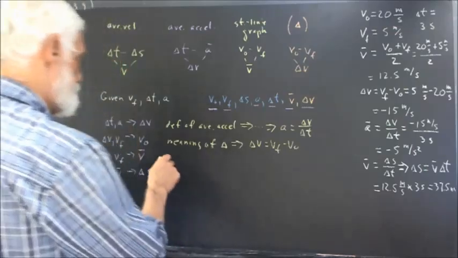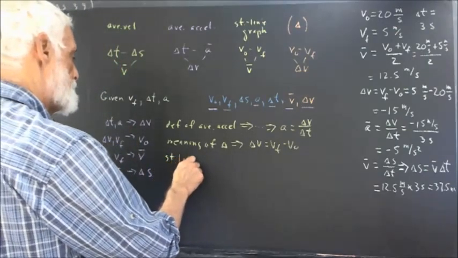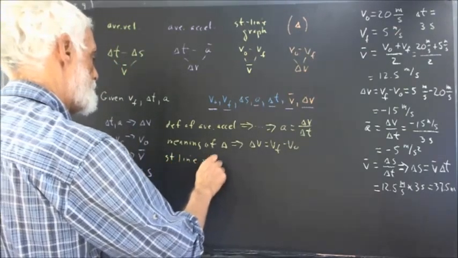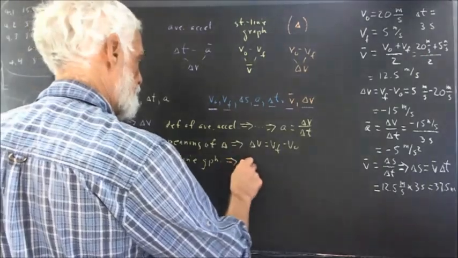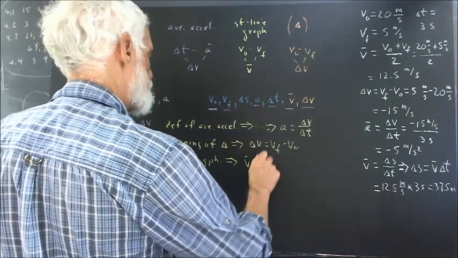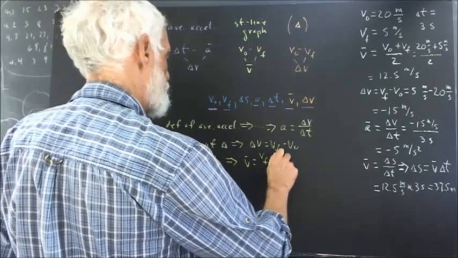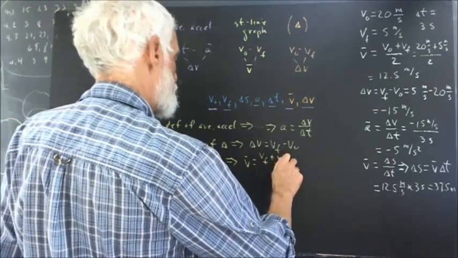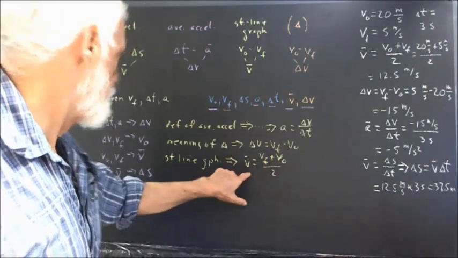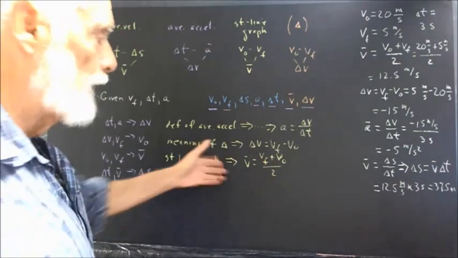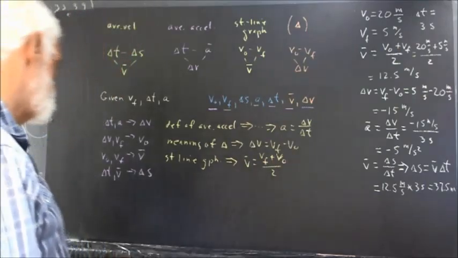Straight line graph. Of course, that's a straight line V versus T graph. I'm abbreviating, but that tells us that V bar equals VF plus V naught over 2. If we know V naught and VF, then we easily find V bar. We just average initial and final velocities.